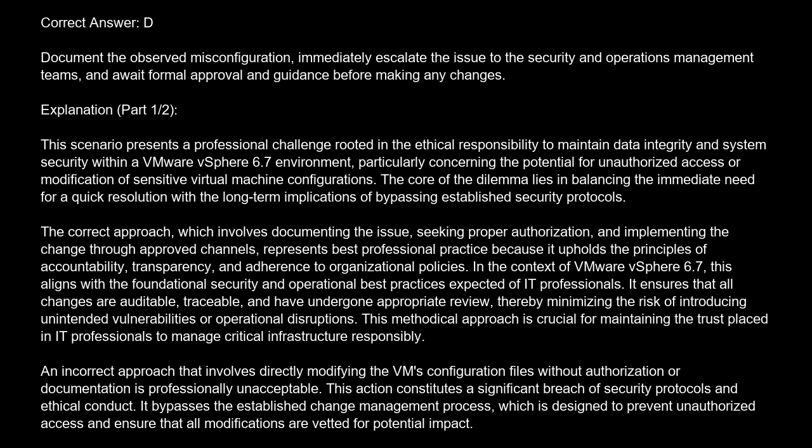In the context of VMware vSphere 6.7, this aligns with the foundational security and operational best practices expected of IT professionals. It ensures that all changes are auditable, traceable, and have undergone appropriate review, thereby minimizing the risk of introducing unintended vulnerabilities or operational disruptions. This methodical approach is crucial for maintaining the trust placed in IT professionals to manage critical infrastructure responsibly.